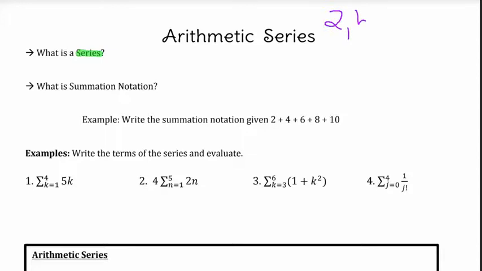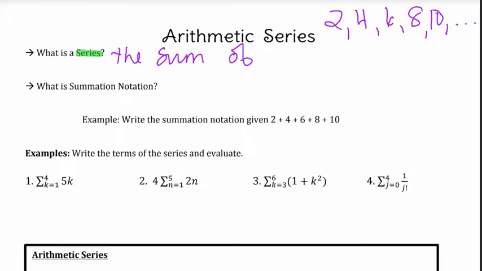So 2, 4, 6, 8, 10. This would be an arithmetic sequence because I'm adding 2 every single time. A series isn't a list of numbers, but a series is the sum of the terms in a sequence.